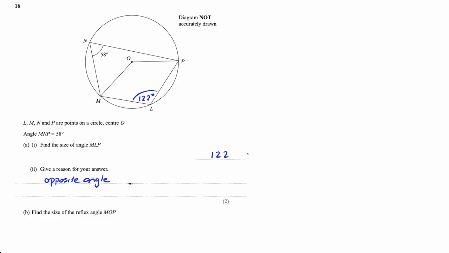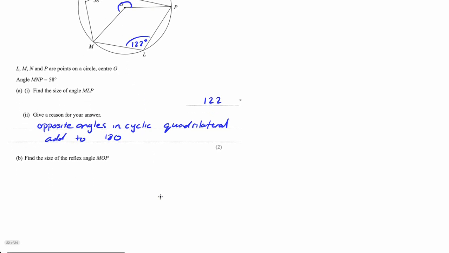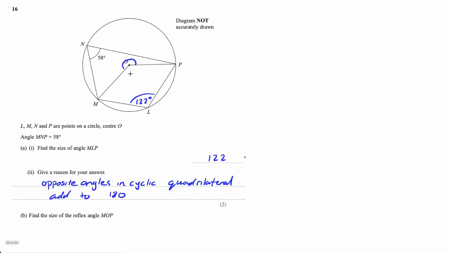It's only worth 2 marks, so 1 for that and 1 for this. Opposite angles in cyclic quadrilateral add to 180. And then he says find the size of the reflex angle MOP. So that's this one here. Now that's a bit like the one I said, guys. Angle at the center. He hasn't asked for a reason here. So the angle at the center is double this, so I need to multiply it by 2. So it's 122 times 2, which is 244, because the angle at the center is double the angle at the circumference.